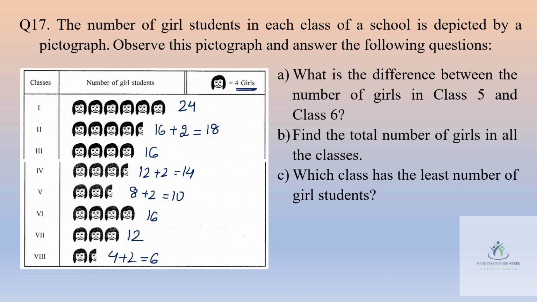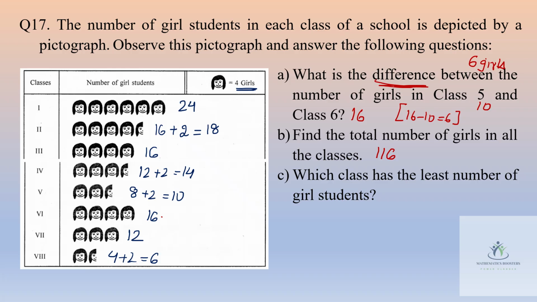Now let's see the answers. What is the difference between class 5th and class 6th girls? Class 5th is 10 girls and class 6th is 16. So what is the difference? 16 minus 10 is 6. Answer is 6 girls. Next, find the total number of girls in all the classes. If you add all the girls, the result will be 116.